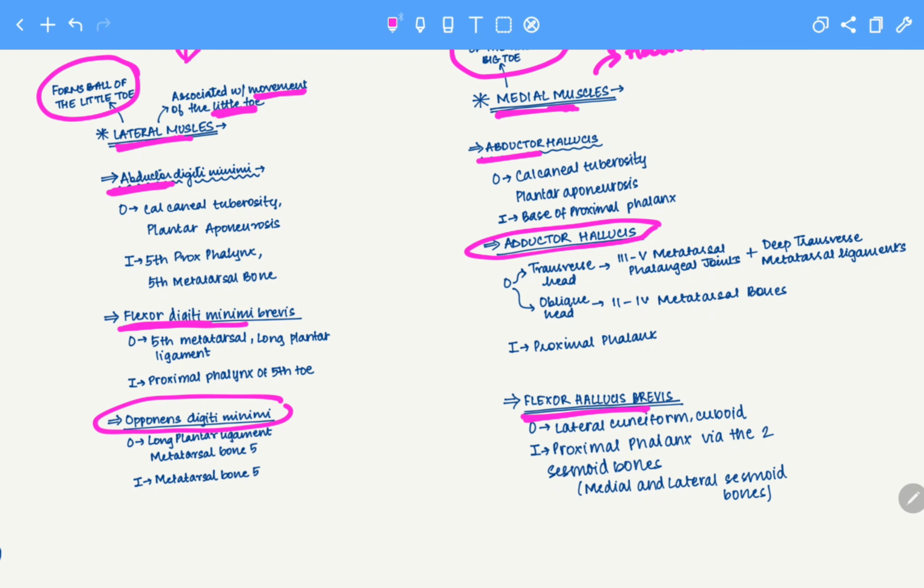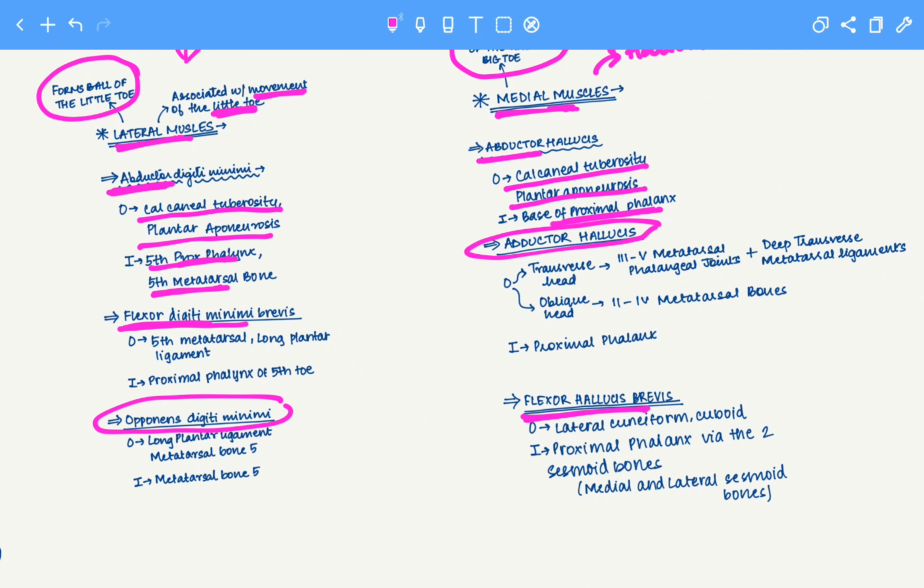The abductor digiti minimi will originate on the calcaneal tuberosity as well as the plantar aponeurosis. The abductor hallucis also originates on the calcaneal tuberosity and the plantar aponeurosis. The abductor digiti minimi will insert on the proximal phalanx as well as the metatarsal bone of the digiti minimi. The abductor hallucis will only insert on the proximal phalanx of the hallux.